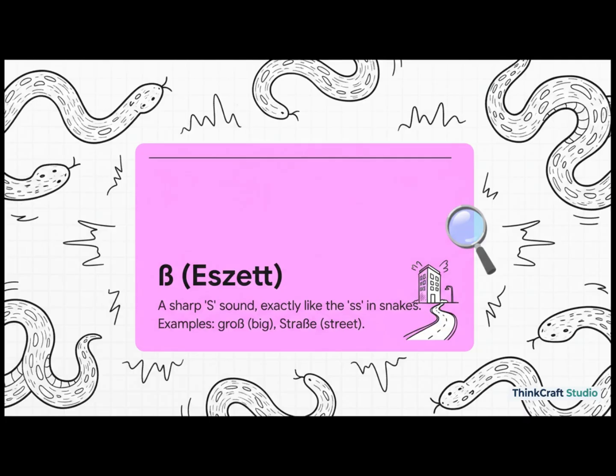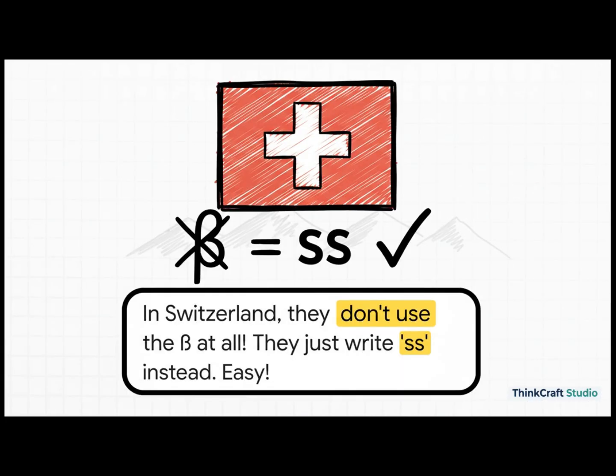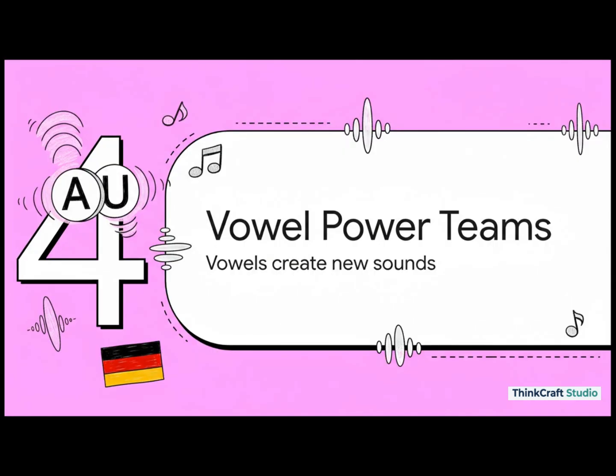Simple as that. And get this, here's a fun little fact. In Switzerland, they've ditched the Eszett completely. They just write SS instead for everything, which kind of proves the point, right? It's the exact same sound. Okay, we've handled single letters. Now let's see what happens when vowels form little teams.